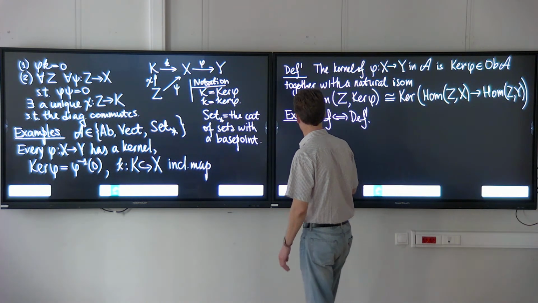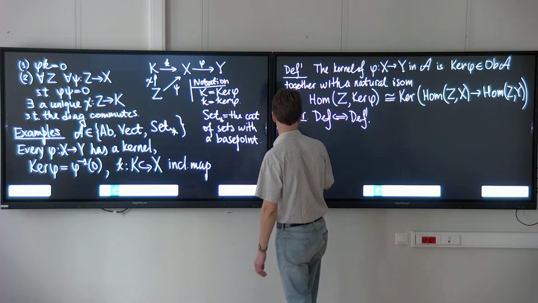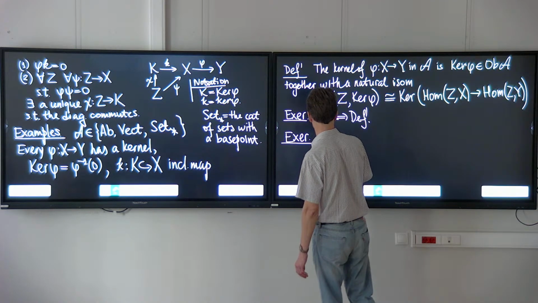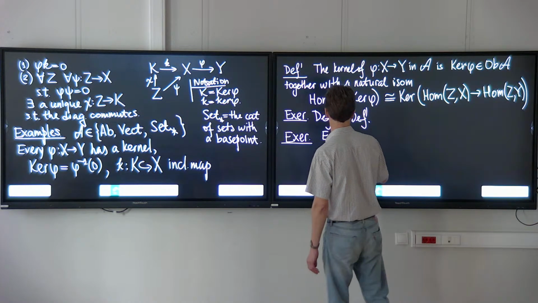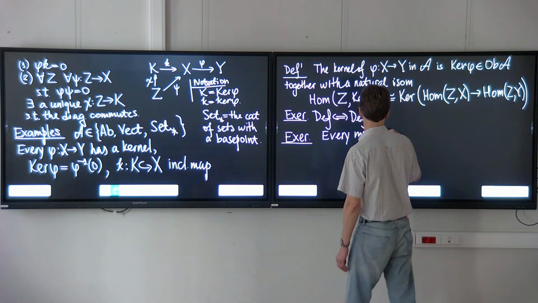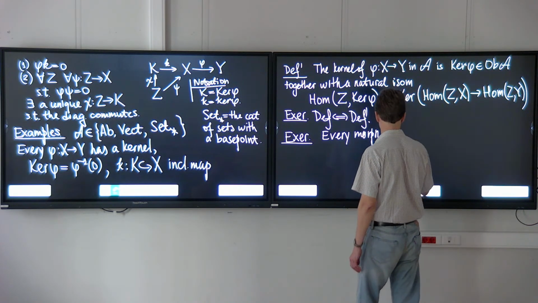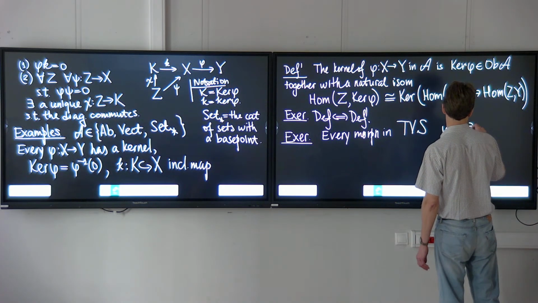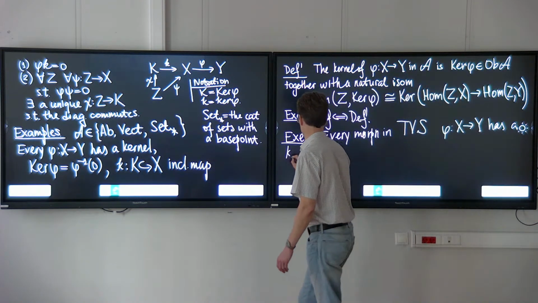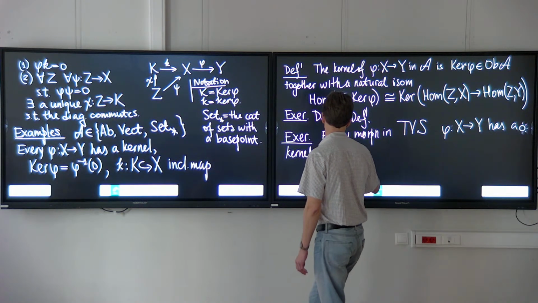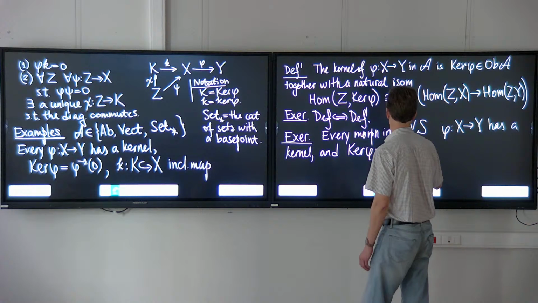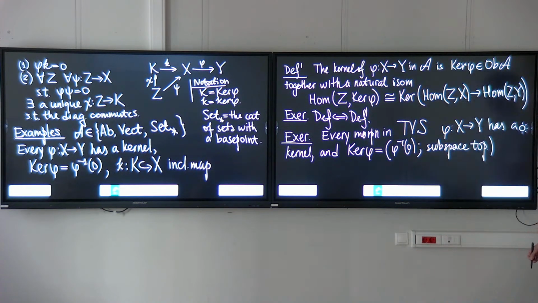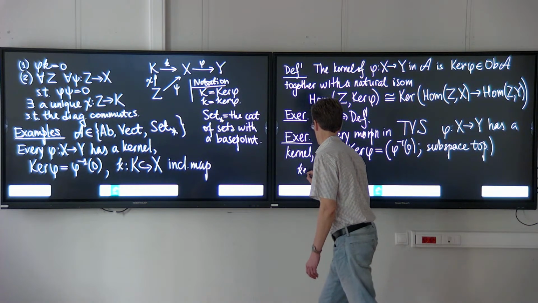Okay, so now if we look at the category of topological vector spaces, we easily get to the following result. This is also an exercise for you. If A is the category of topological vector spaces, then every morphism phi in this category has a kernel, and this kernel is nothing but the preimage of 0 equipped with the subspace topology, that is, the topology induced from X. And the respective morphism is just the inclusion map.